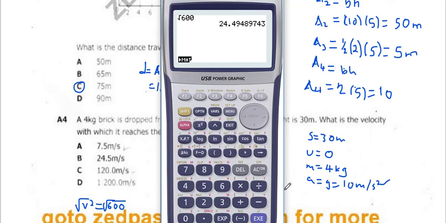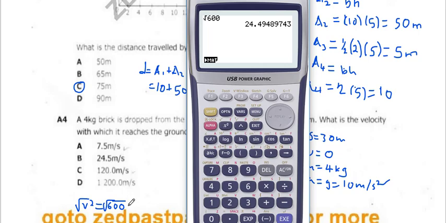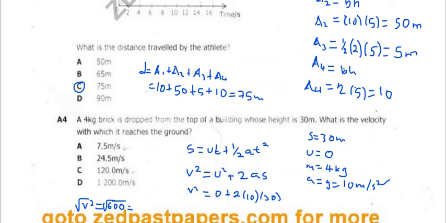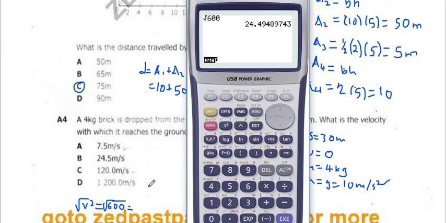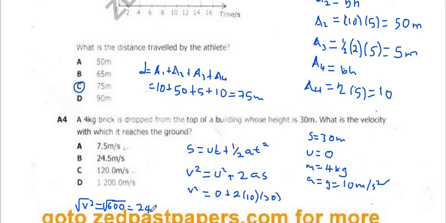So let's just write it here. We have 24.49, and this can be rounded off to 24.5. And since this is velocity, it has the units meters per second squared. Sorry, meters per second. I was thinking of acceleration there. So we have 24.5 meters per second, which is B.